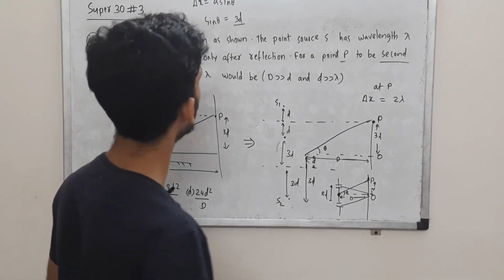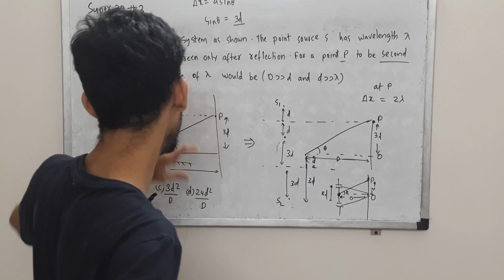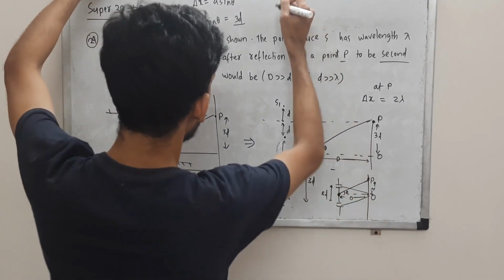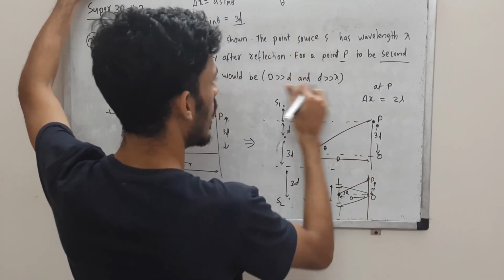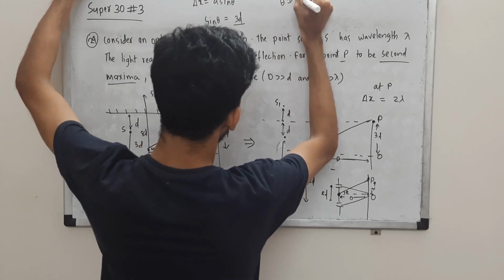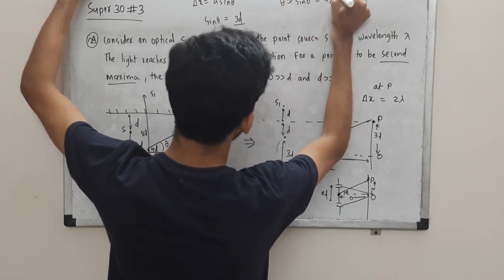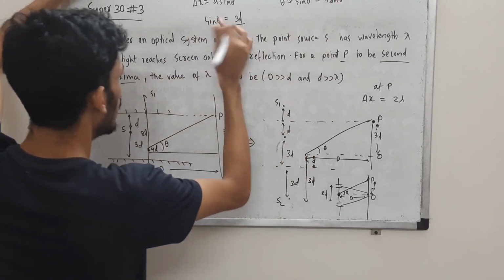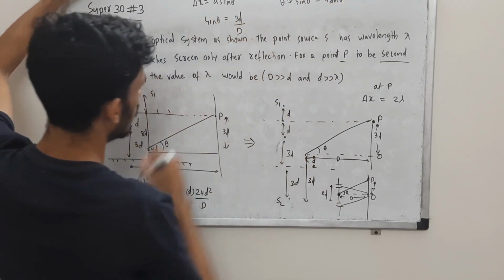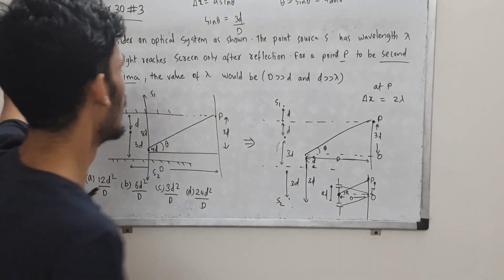I was actually confused why it is 3D upon D. Theta is very small since these conditions held, so sine theta is equal to theta, which is equal to tan theta. So basically you can substitute sine theta for tan theta. Yes, it is correct, don't worry.